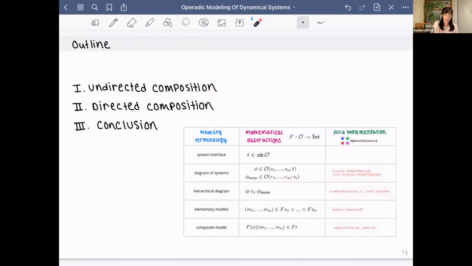Then we're going to move on. The second style of composition that we've implemented in AlgebraicDynamics is directed composition, where systems interact by actively sending messages to each other. We'll do a quick drive-by of this, but pausing to highlight the features of AlgebraicDynamics. And finally, we'll conclude with the other contributions that we've made in the paper, as well as some future work that we're really excited about. All right.